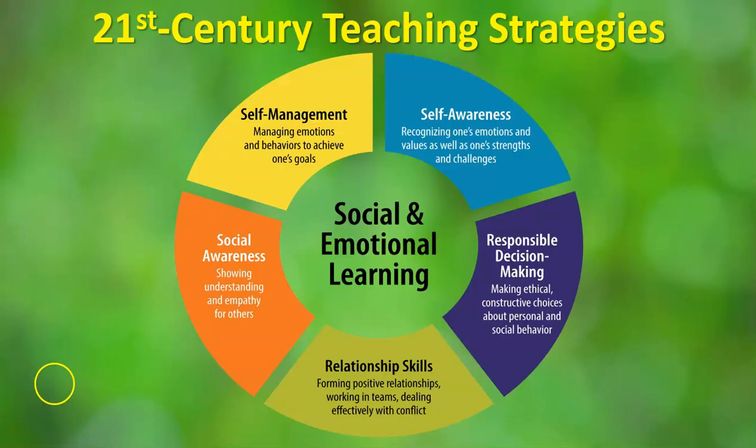In other words, social and emotional learning encompasses all the other competencies that we want to develop for our students in the complexity of the 21st century. Now, what are these domains of social and emotional learning? We have self-awareness, responsible decision-making, relationship skills, social awareness, and self-management.